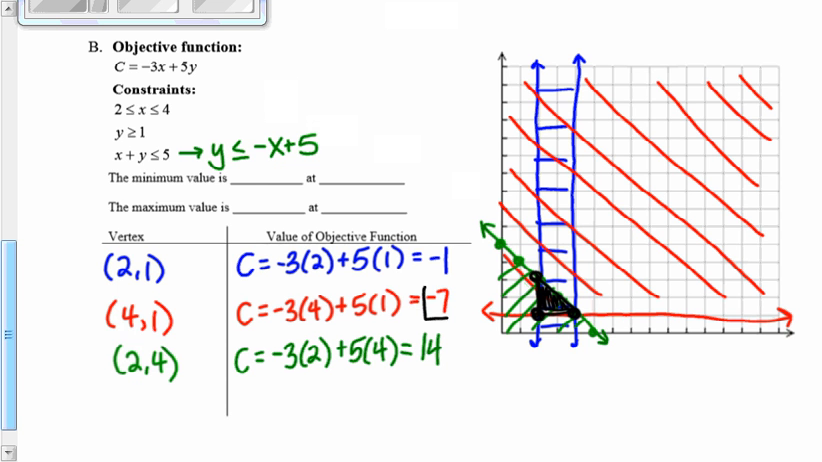So the minimum value, the smallest value, is negative 7, and that occurred at the point (4, 1). And the maximum value was 14, and that occurred at the coordinate of (2, 4). And that's your notes over targets 12 and 13. We'll pick up with this in target 14 and put a little bit more meaning to these problems.